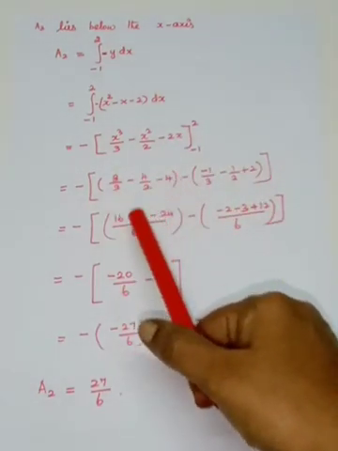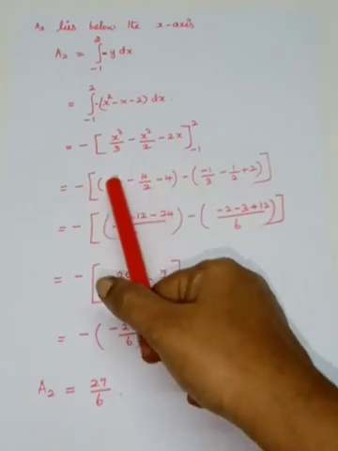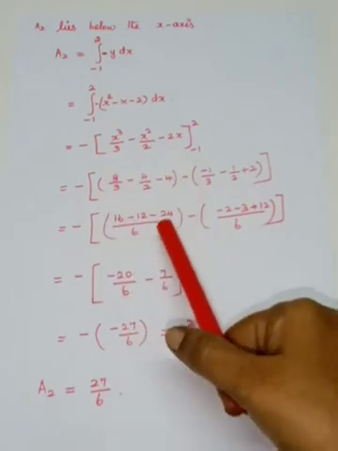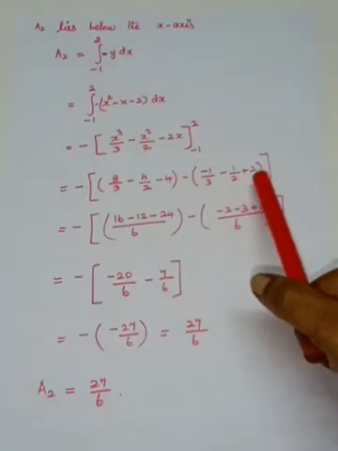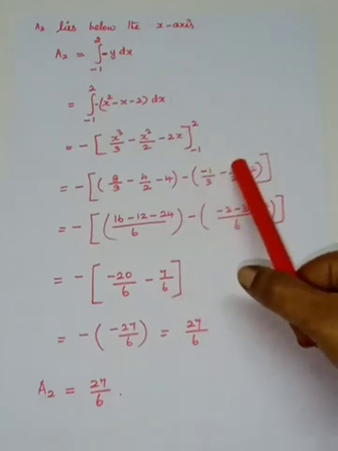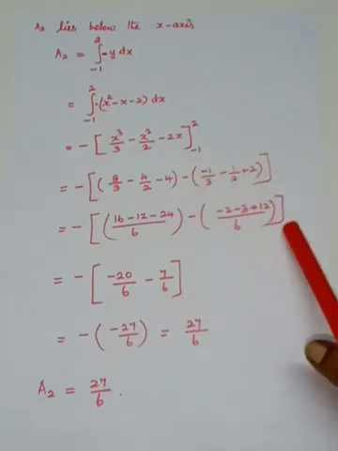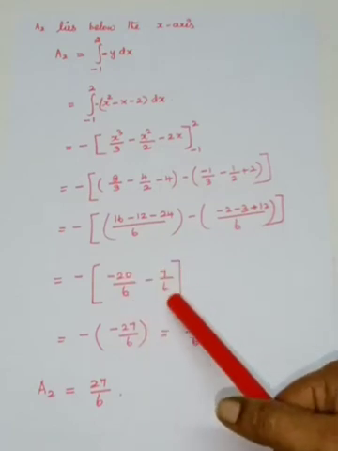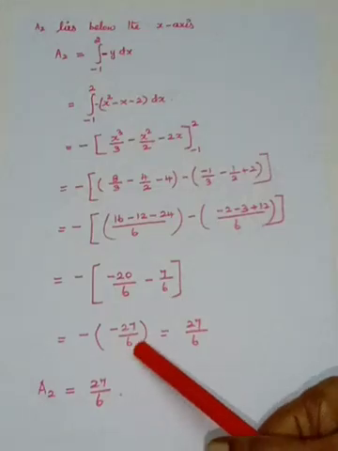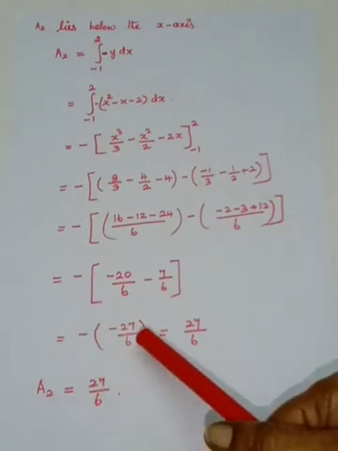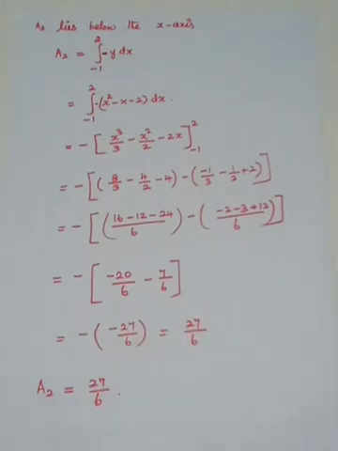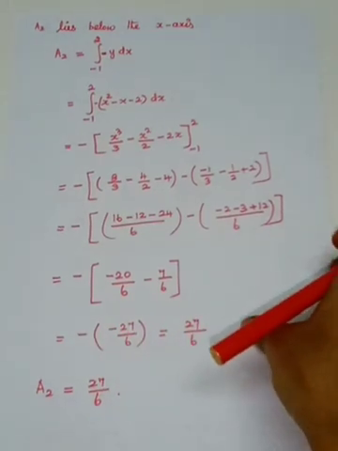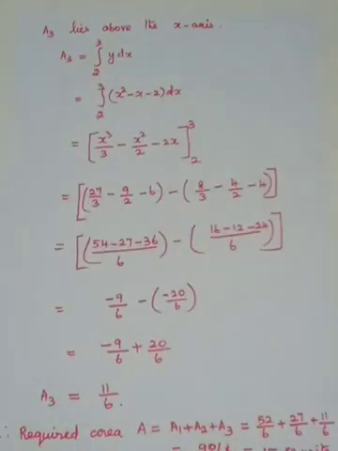Again you take the LCM as 6. So it is 16 minus 12 minus 24. Here if you take the LCM, it is minus 2, and here you will have minus 3, and here it is 12. When you calculate, it is minus 20 by 6 minus 7 by 6. So it is minus 27 by 6. Minus into minus is plus 27 by 6. A2 we have found.